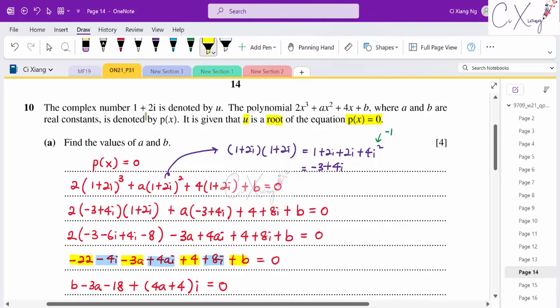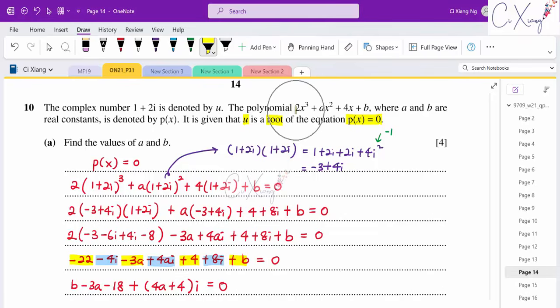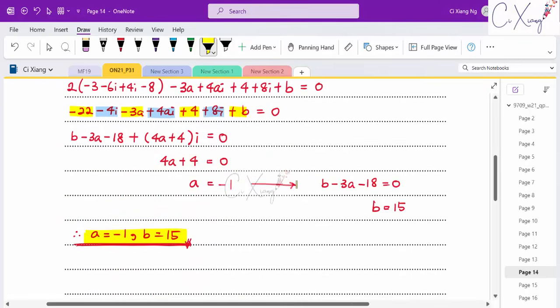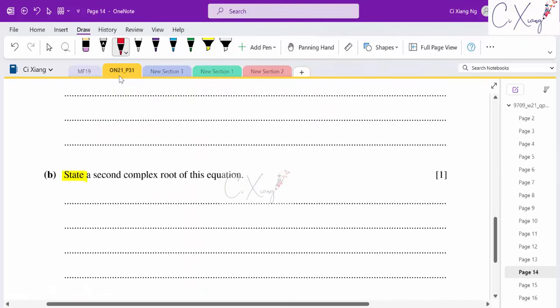And there's a rule that you should know: when we have a polynomial where all the coefficients are real numbers, so 2 is a real number, a is -1, which is a real number, 4 is a real number, b is 15, also a real number, then the complex number roots will appear in conjugate pairs. So if 1 plus 2i is one root, the conjugate of the complex number will be the other root.